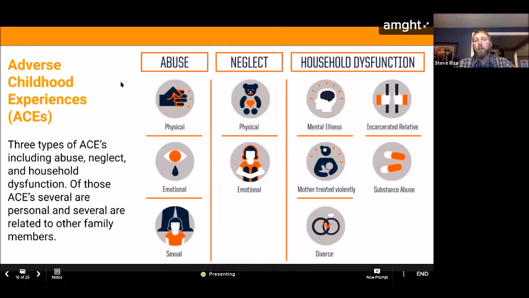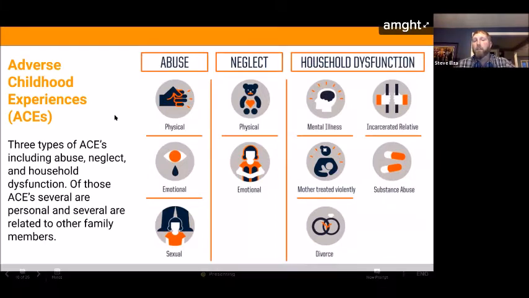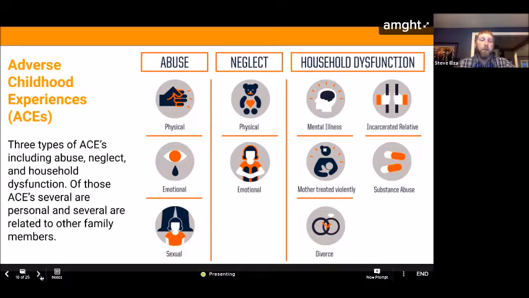So when we look at this, there are 10 circles here. We talk about abuse: physical, emotional, and sexual. Neglect: physical and emotional. And then household dysfunction, which is the family-related piece: mental illness, an incarcerated relative, mother treated violently, substance abuse, and divorce.